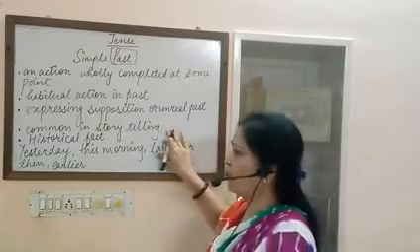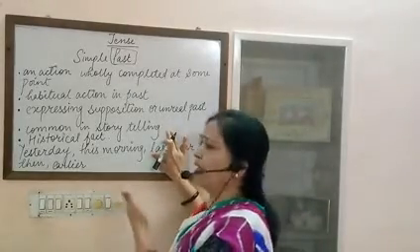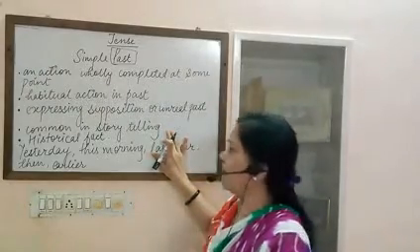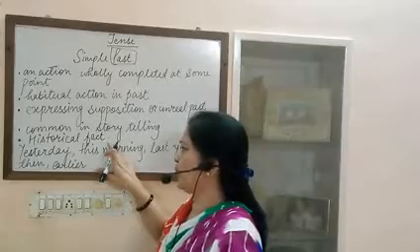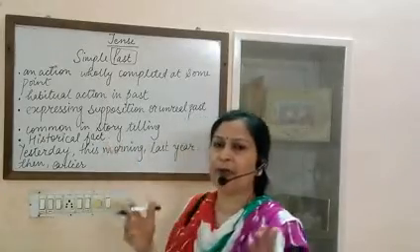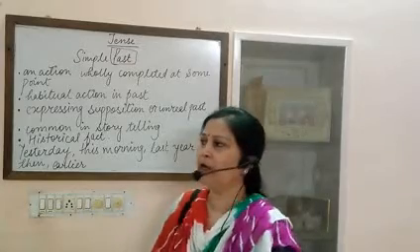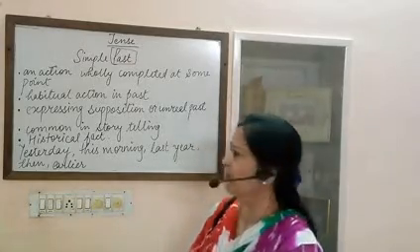And you know, we use simple past in storytelling also. For example, once upon a time there lived a king. And it is also used to express historical fact. For example, Babur fought Battle of Panipat, or India won freedom in 1947.